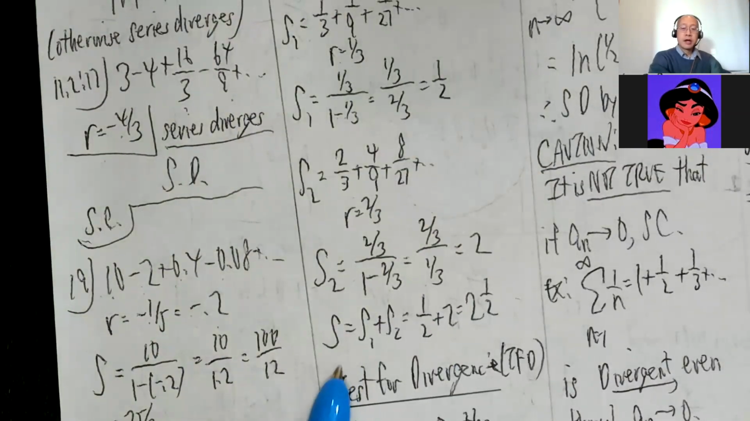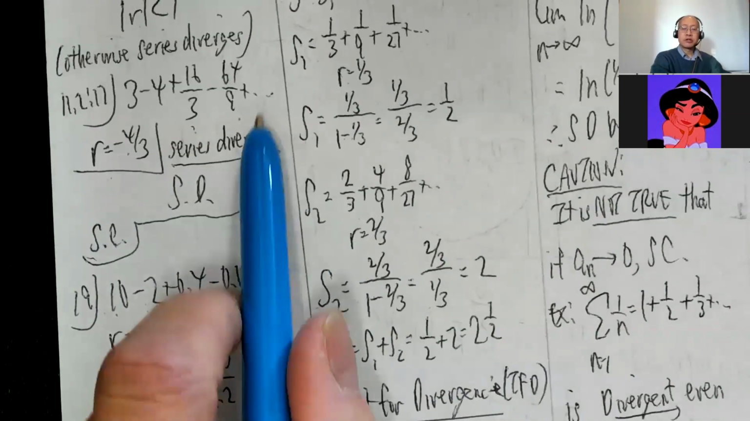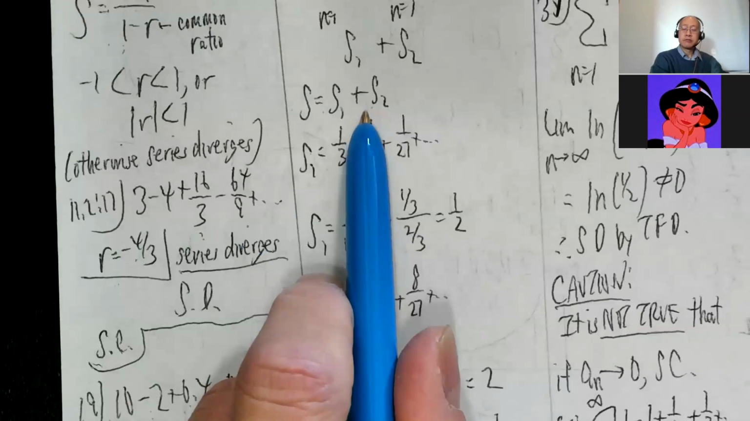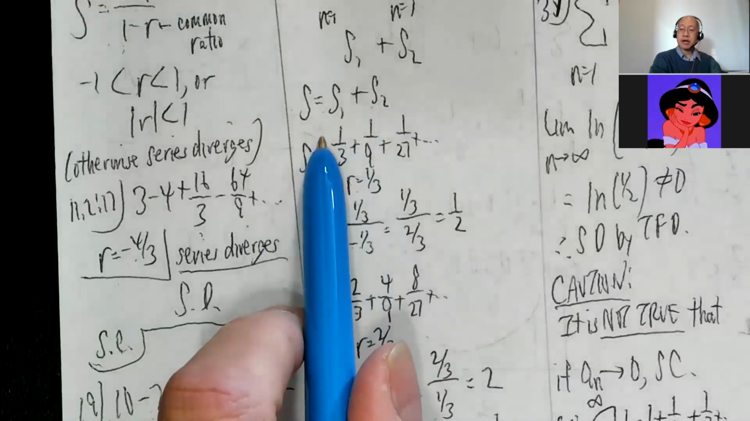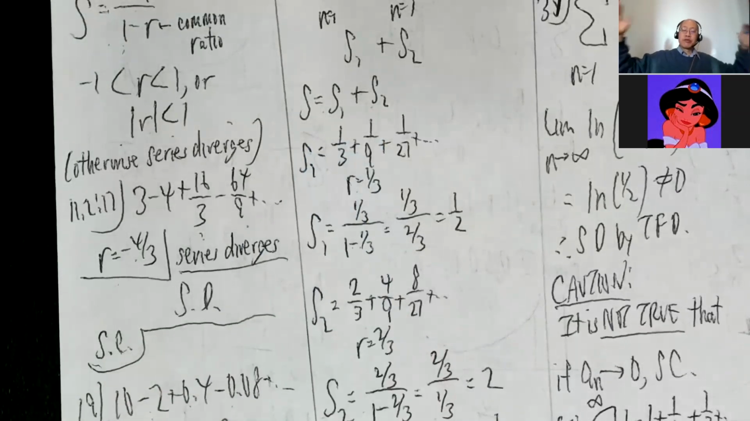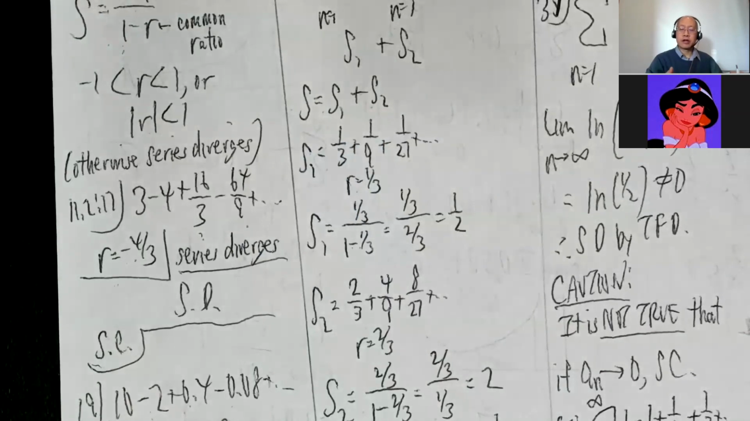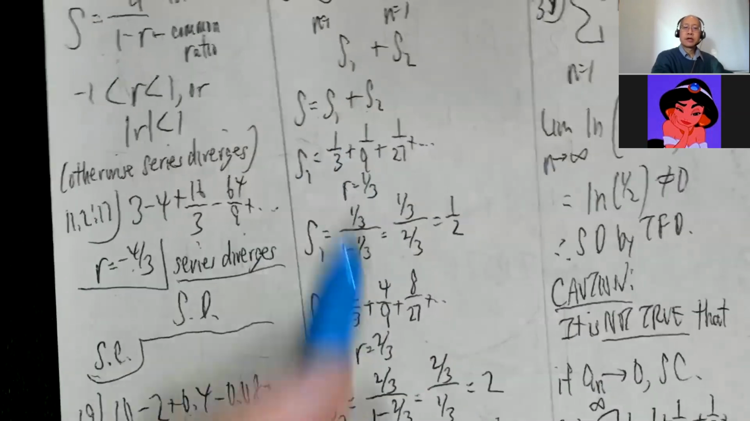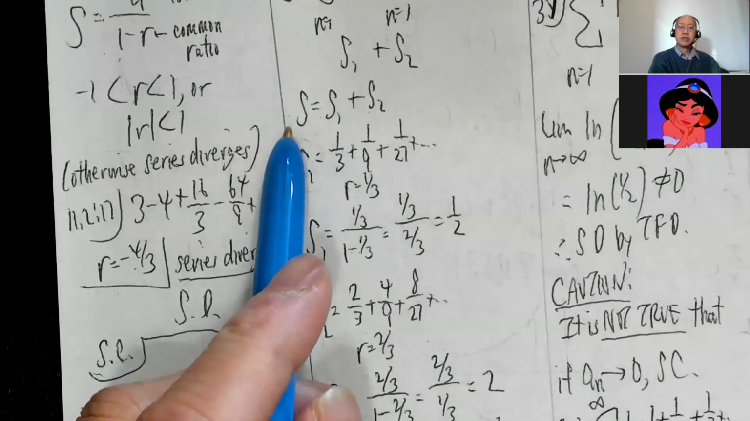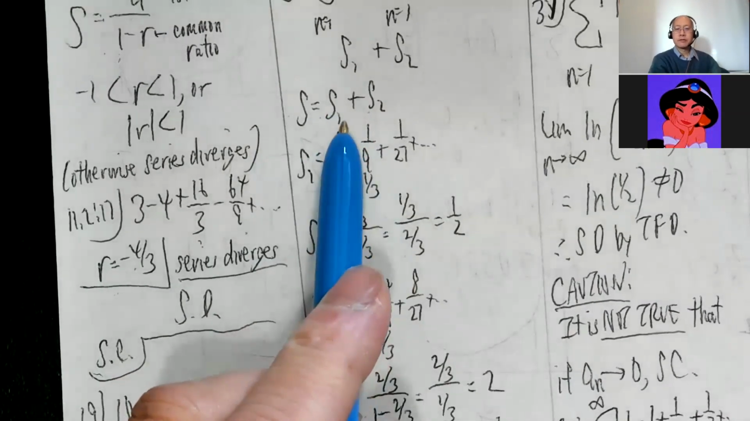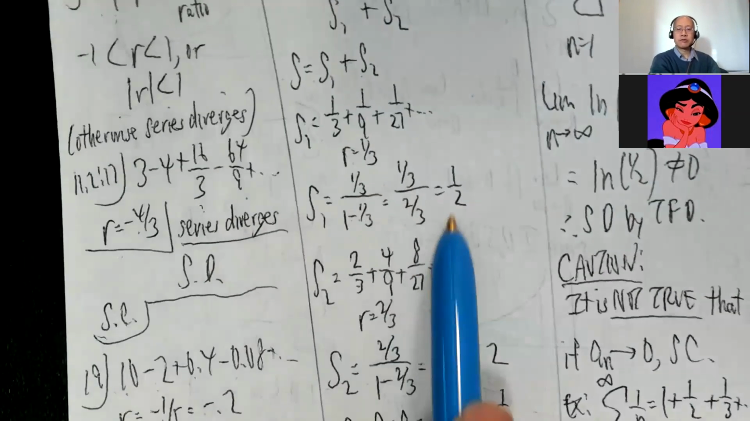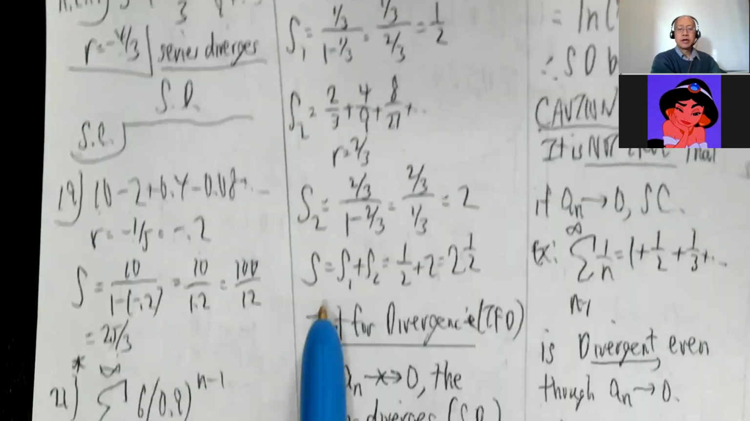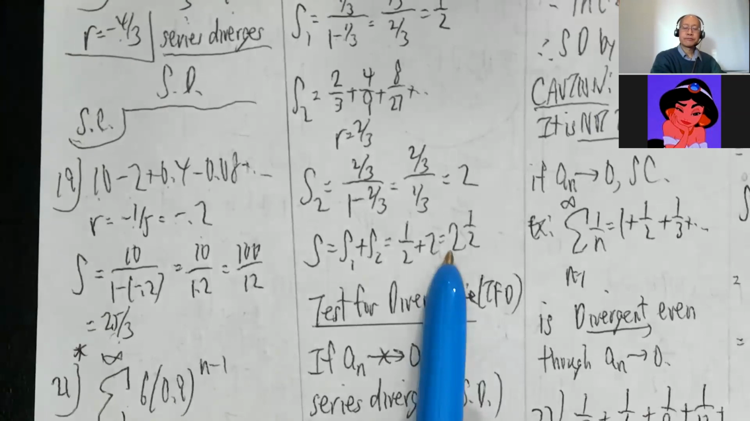So now I have my infinite sum S as the sum of the two, S1 plus S2. Remember when we were doing the integrals, right? Same kind of thing. I can break this integral up into 2 different integrals or 3 different integrals, work them all out, and then put them all back together. So I break up the original series into 2 other series, S1 and S2. I figured S1 was a half, S2 is 2, add them together, 2.5.